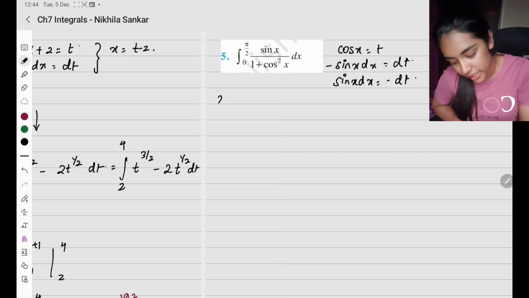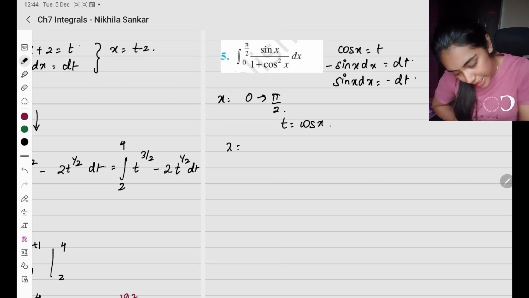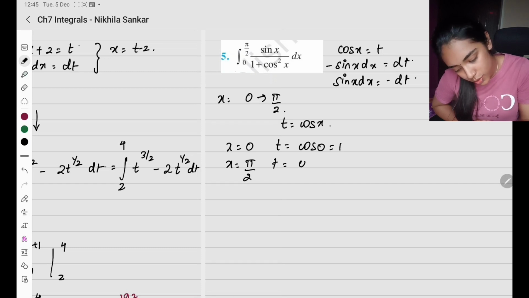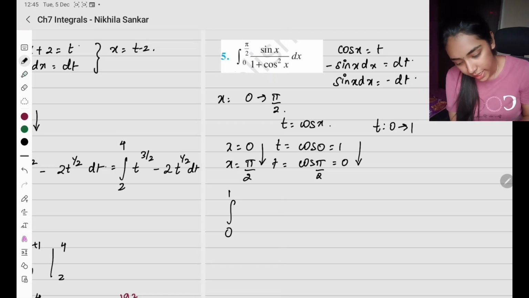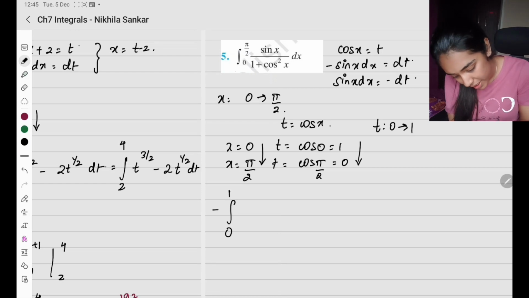Okay. So my x is from 0 to pi by 2. Then t equals cos x. So for x equals 0, what is my value of t? Cos 0, which is 1. For x equals pi by 2, t equals cos pi by 2, which is going to be 0. So 0 to pi by 2 has now become 0 to 1. When I make the substitution, I have 0 to 1 times sin x dx, which is going to be minus dt, divided by 1 plus t square.